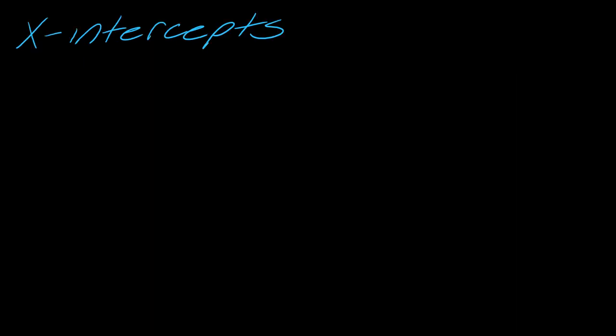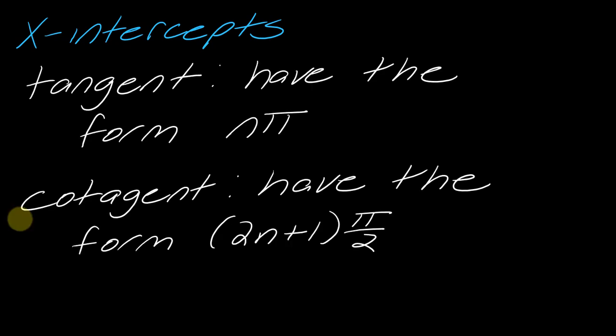Okay, so let's talk about x-intercepts for these functions. For tangent, the x-intercepts will have the form n times pi, and cotangent will have x-intercepts of the form 2n plus 1 times pi over 2. So let me just show you what that means.